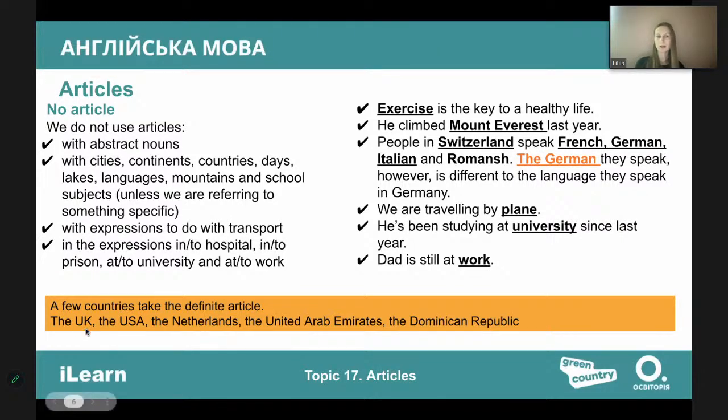So, the United Kingdom of Great Britain. United, union. So, the United States of America. Again, union, Сполучені Штати Америки. So, different states together. The Netherlands, kind of plural form. United, again, as you see. And with some types of republics, you also need the article the.